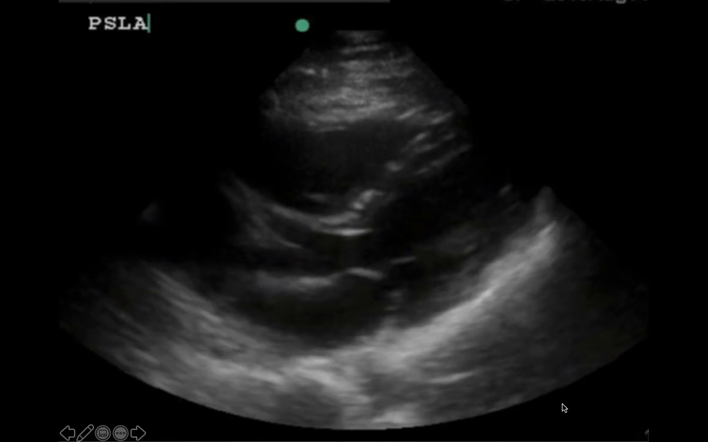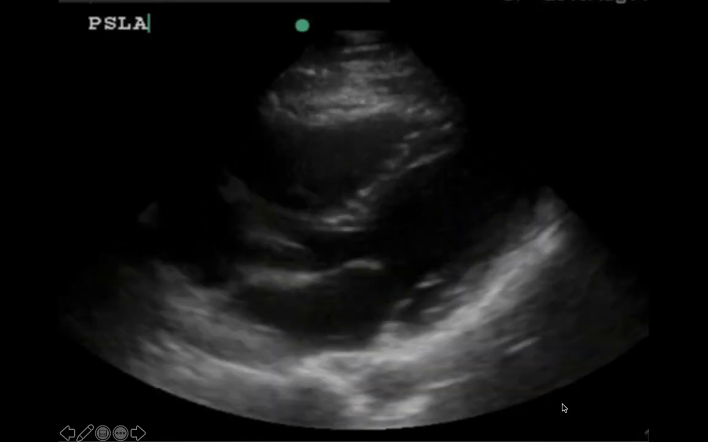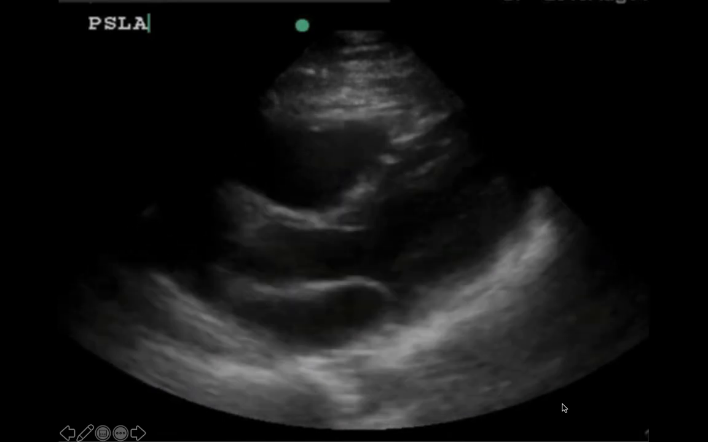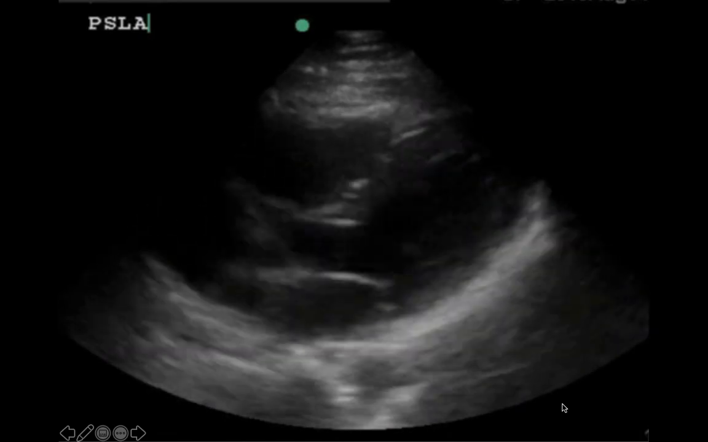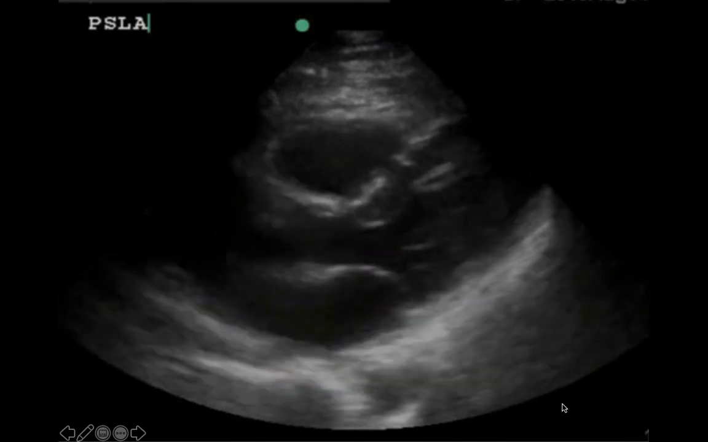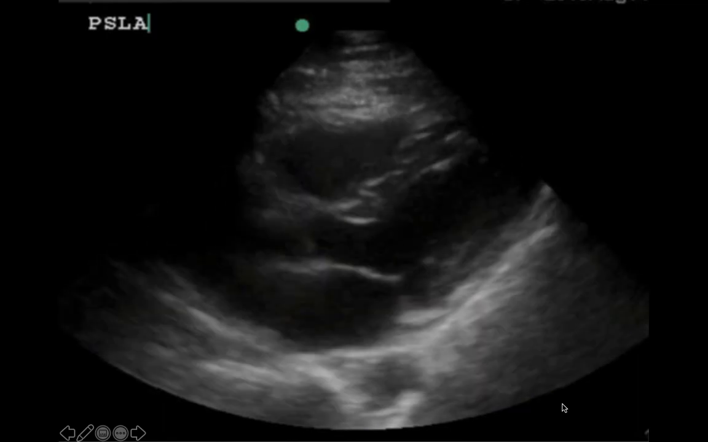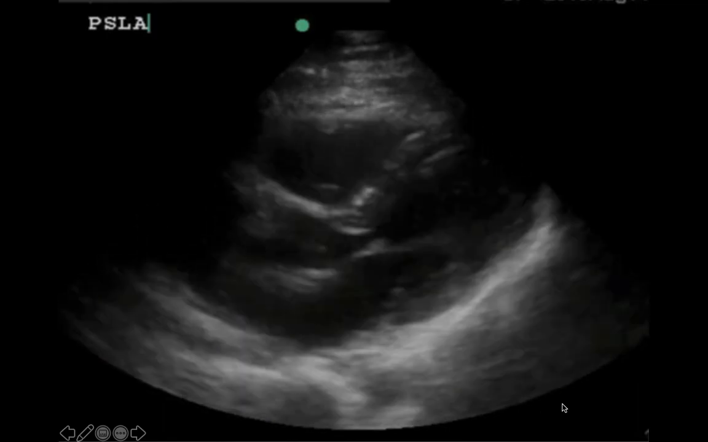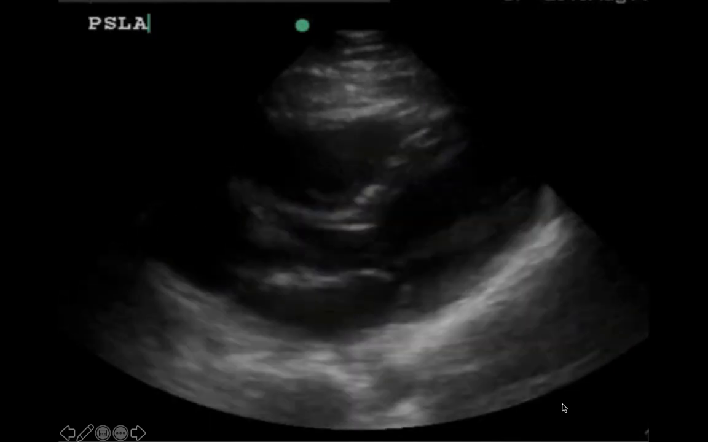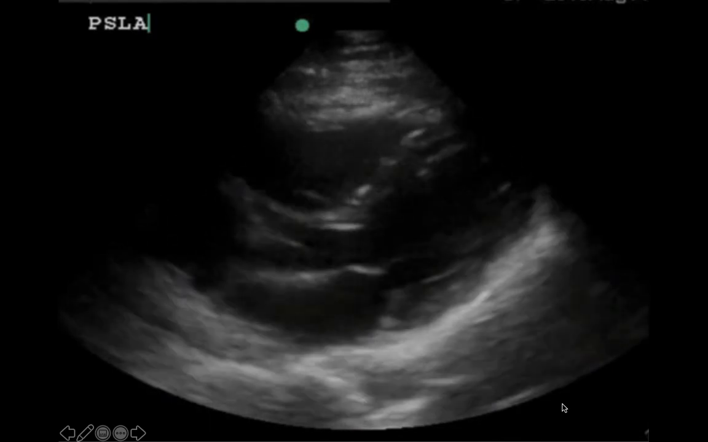Here's a normal heart in a parasternal long axis view. You'll note that what's closest to the probe at the top of the screen is your right ventricle. It appears to be almost pie-shaped. At the bottom of the screen, outlined in white, is that posterior pericardium. Just anterior to that, you'll see the left ventricle and the left atrium, and then on top of the left atrium is the outflow tract.